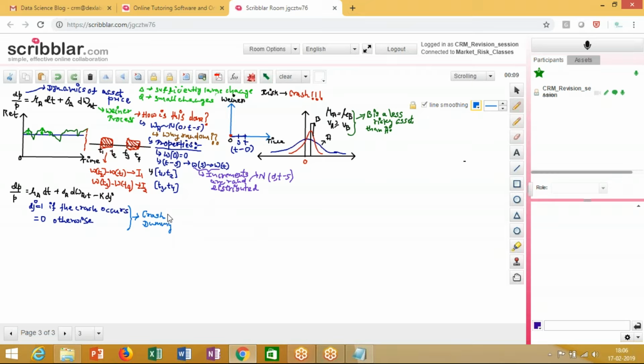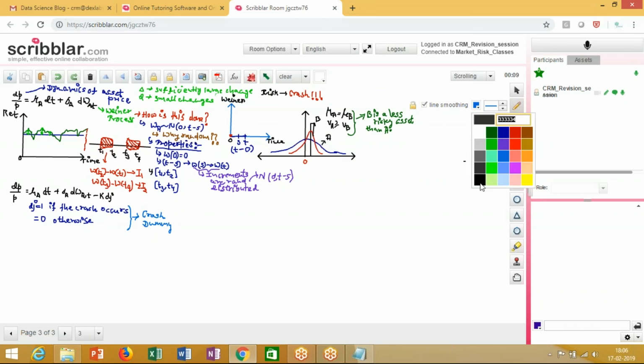So this is precisely the crash dummy that we have here, right? Now, how do I interpret this statement? What I say is that if a crash occurs, the asset price, or the rate at which the prices are changing, the dynamics, goes through a sudden shock, and there is a sudden or discrete fall of k units.